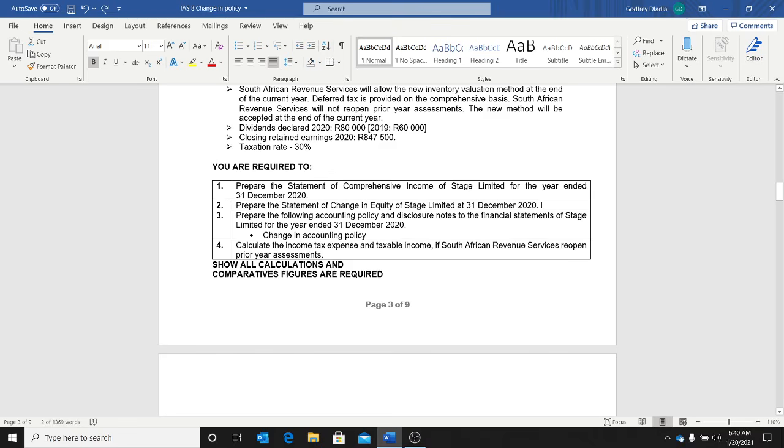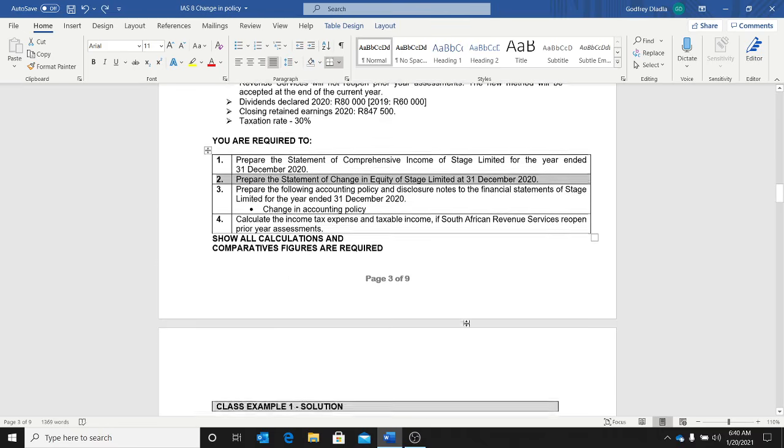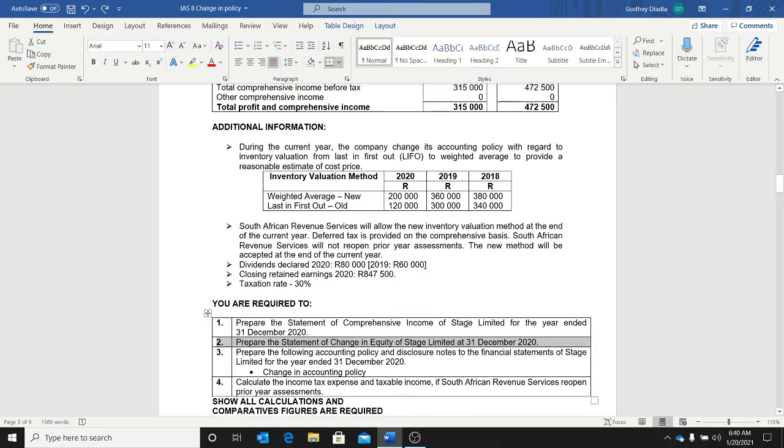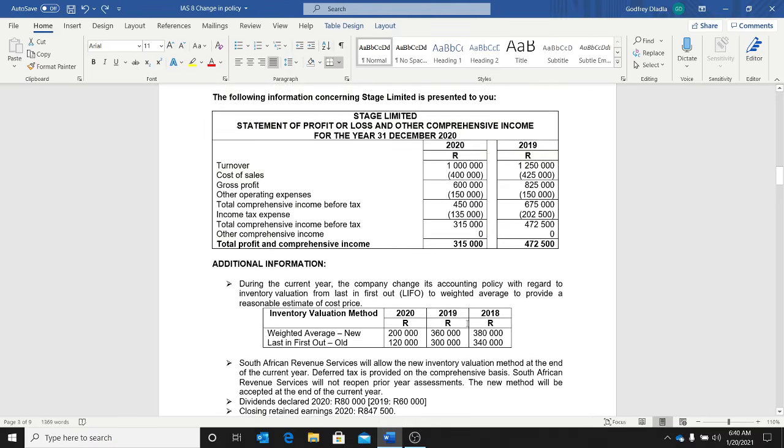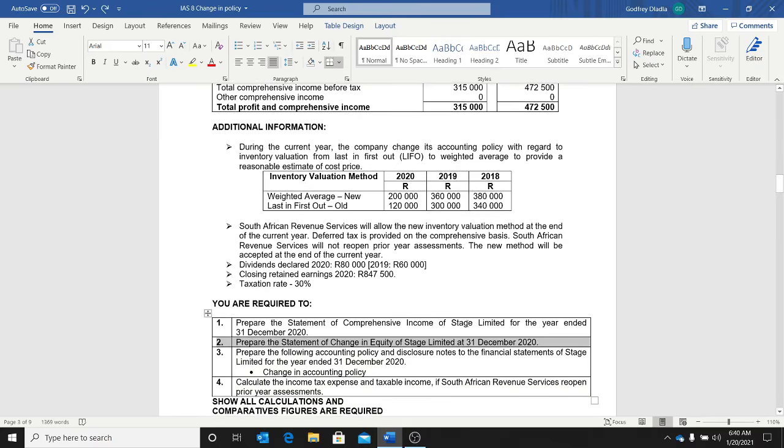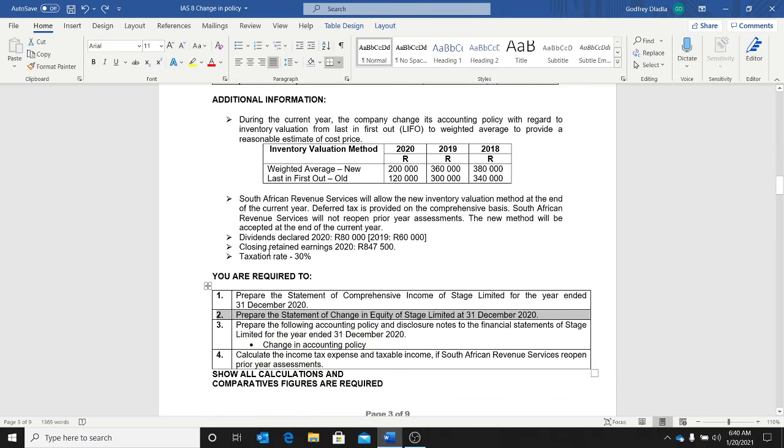Here in required 2, they are saying prepare the statement of change in equity on that date. Now, you will notice that in the question you are given the income statement, right? Now they give you this. These are items that go to the statement of change in equity. These two, right? But pay attention to the closing of this retained earnings that they've given you. They are saying it's closing in 2020, meaning this year here, right?